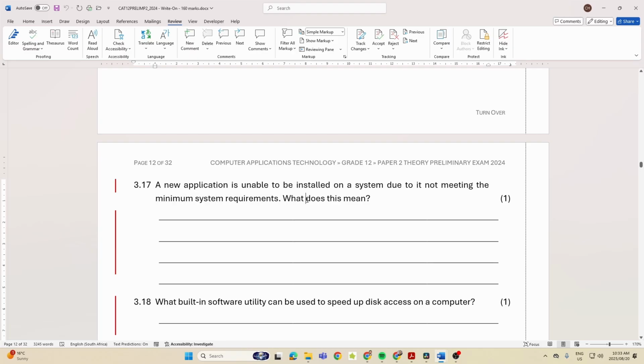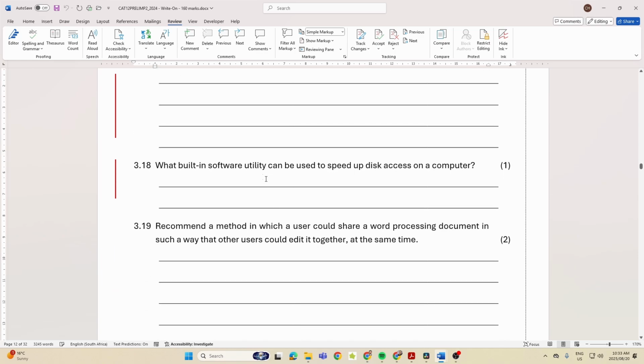Like, what does that actually mean? The minimum system requirements. Remember, that's the minimum specs in terms of hardware that is needed for the software to install and run. Now, it's not going to run beautifully. It's not going to run fantastically, but it will run. So if we want it to run at its optimum, then we should go for the recommended system requirements.